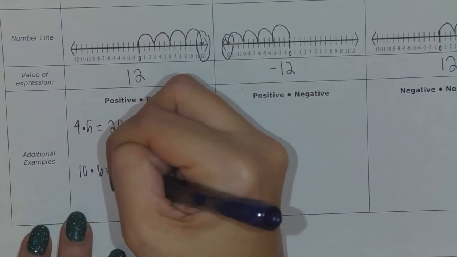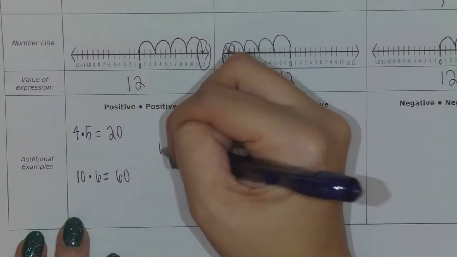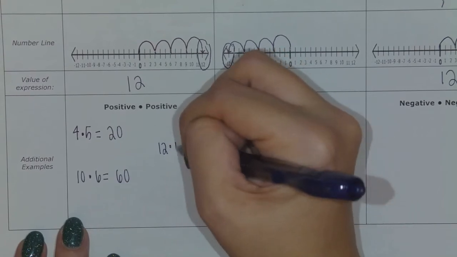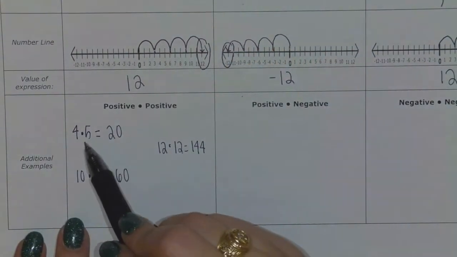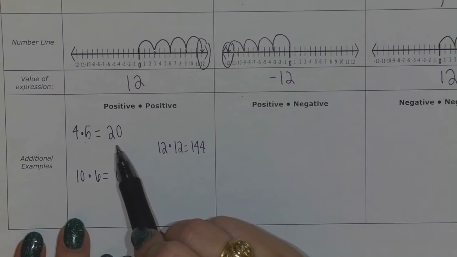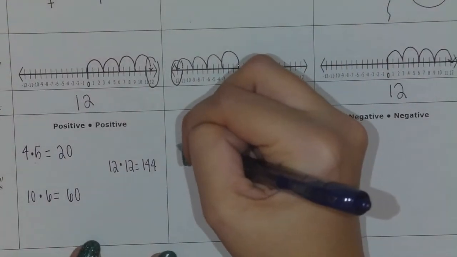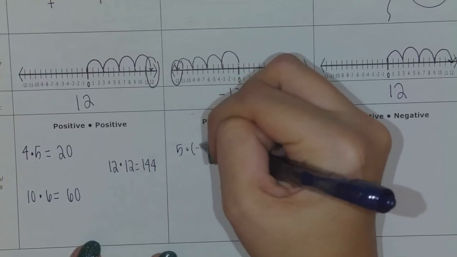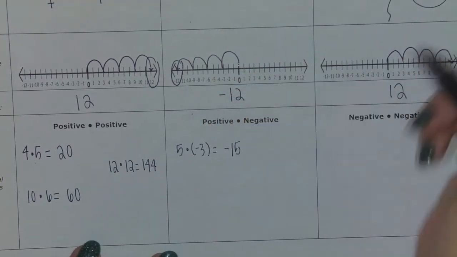10 groups of 6 would give me a value of 60. 12 groups of 12 would give me a value of 144. So again, a positive and a positive gives me a positive. For my positive times a negative, let's say I have 5 groups of -3. So it would give me a value of -15.